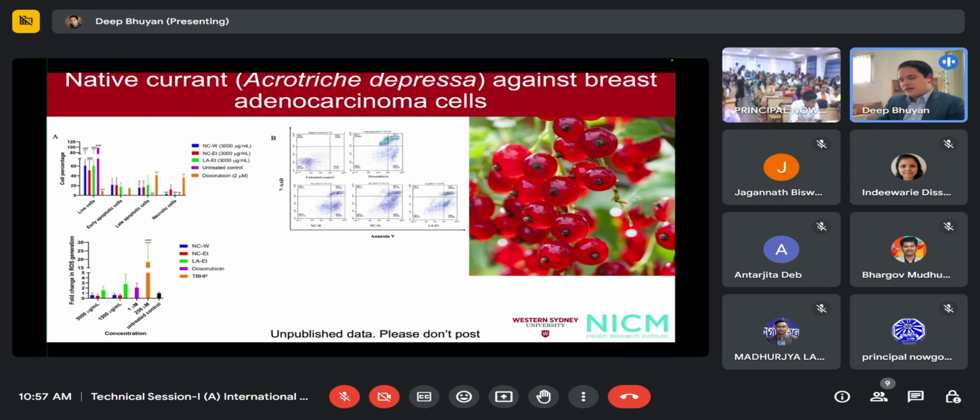And these fruits have been used by the traditional Aboriginal and indigenous communities for centuries in their diet as well as medicine, because we believe that diet can be used as medicine as well. So we basically used this particular fruit called native currant and did the exact same thing. We tested them against breast adenocarcinoma cells, and we found similar results.